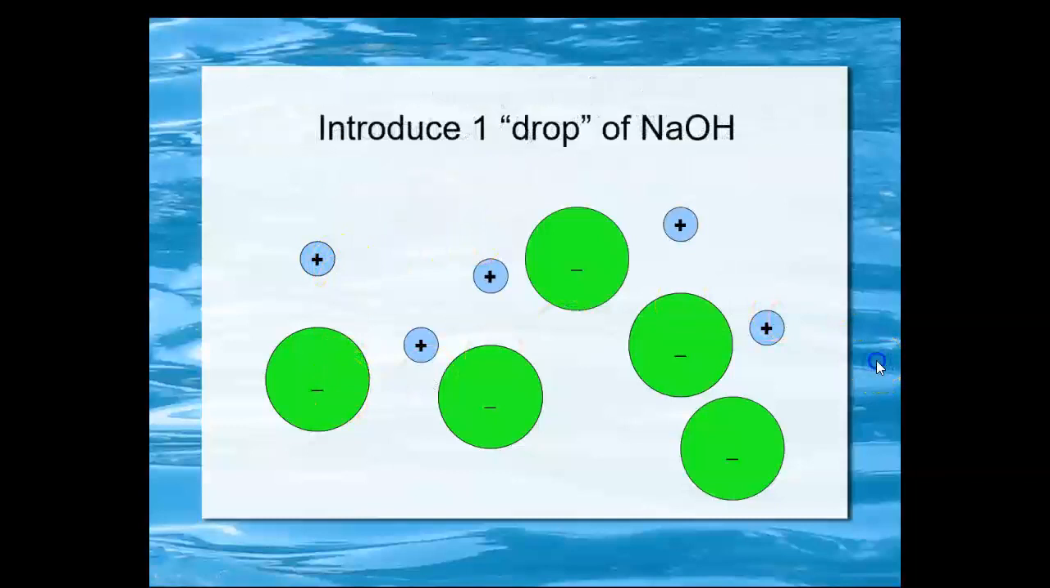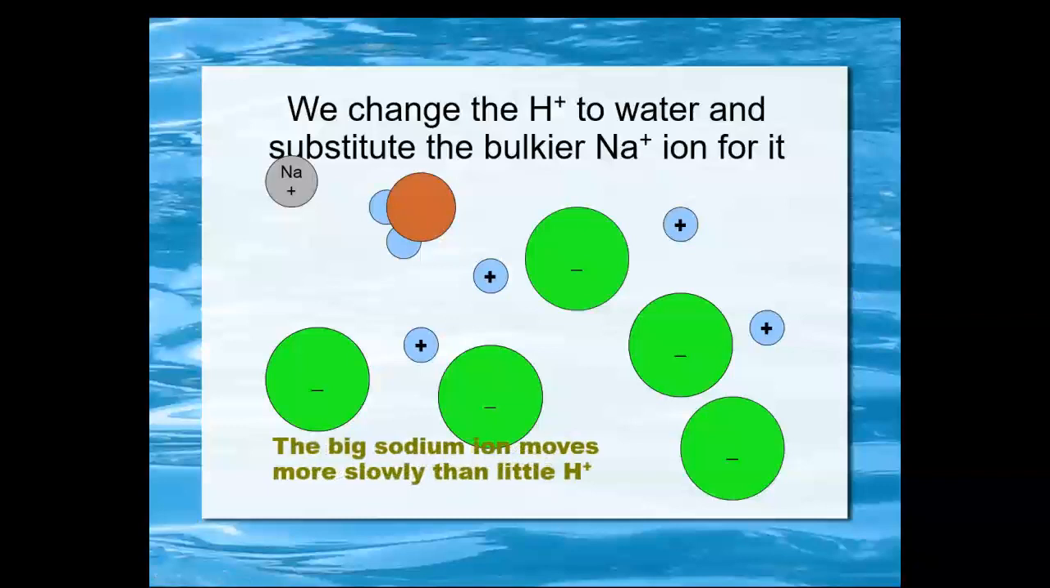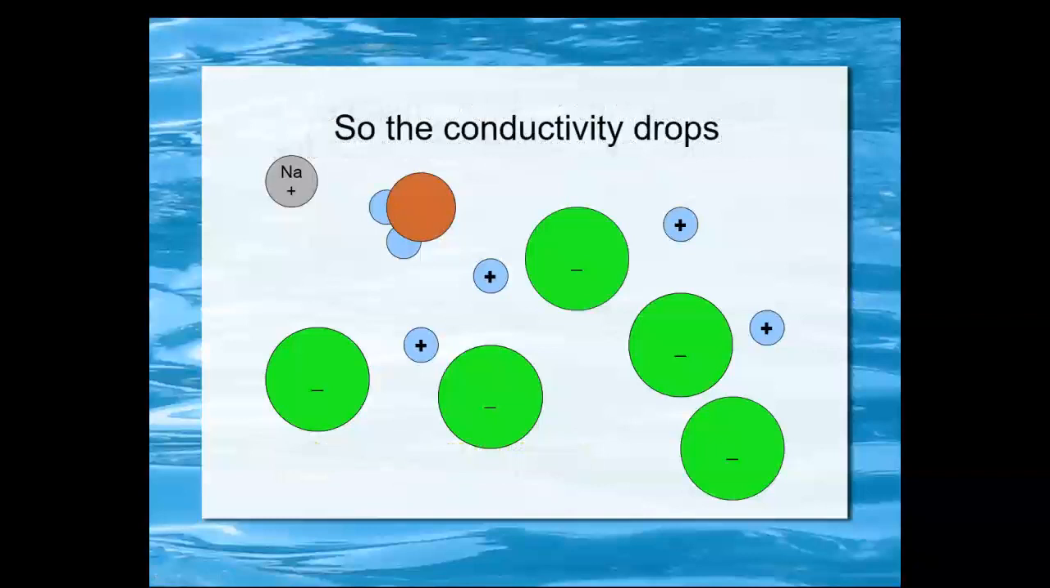We introduce 1 drop of sodium hydroxide, which immediately is already dissolved in water, and they're very motile, so the hydroxide scarfs up a hydrogen ion and leaves the sodium ion, which is larger. We change the hydrogen ion, which is very small, very light, into water. The bulkier sodium plus ion is substituted for it, and that's of course 23 times larger, and so the big sodium ion moves more slowly than the little hydrogen ion, and the conductivity drops a notch.